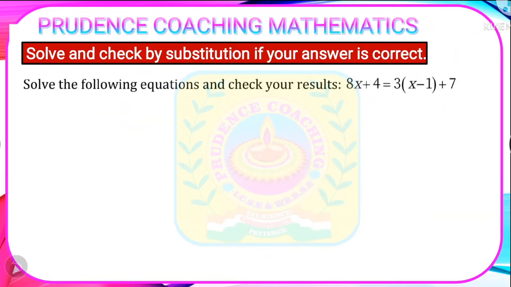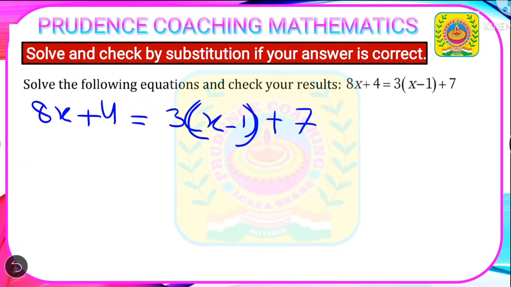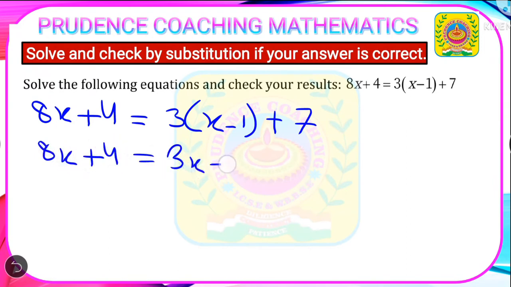Next one, let us move on to the next sum. We have 8x plus 4 equals 3 into (x minus 1) plus 7. In this kind of equation where we have something within the bracket, and within the bracket we have both the variable and constant, first we need to solve this one. So we will get 8x plus 4 equals 3x and minus 3. 3 into x is 3x, 3 into minus 1 is minus 3. Plus 7, as it is there, we will write plus 7.